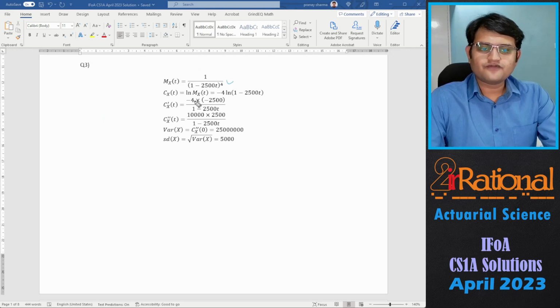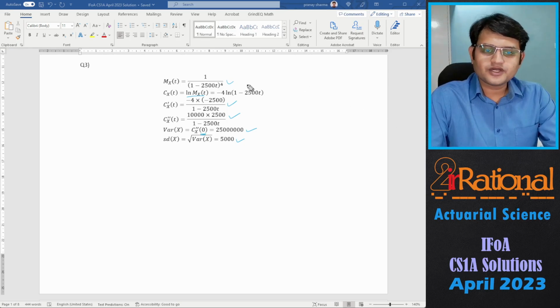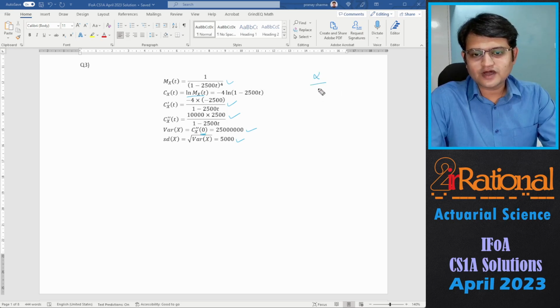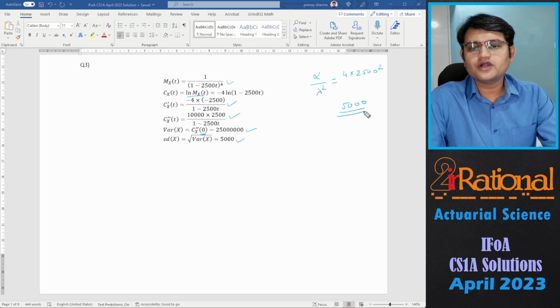So we have M_X(t), I've converted it into C_X(t), that is log of M_X(t), and then we'll differentiate it 2 times. So differentiate once, differentiate twice, and then we'll put t equals 0. We get this much. We take the root and we'll get standard deviation as 5000. Now because you recognized it as a gamma distribution, it may be helpful. A gamma distribution will have alpha by lambda square as its variance. So that's just going to be 4 into 2500 square, and you'll take the root of that and you'll get 5000. This is good for at least making sure that we have done it correctly.